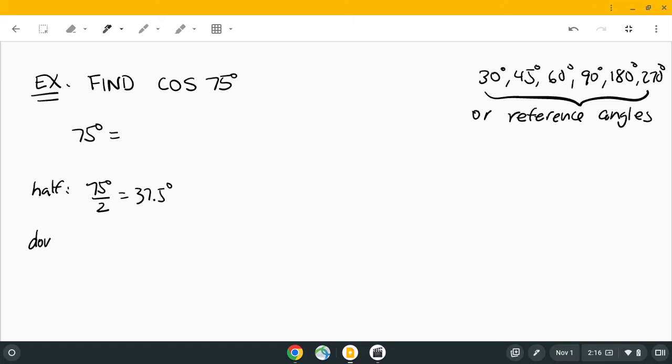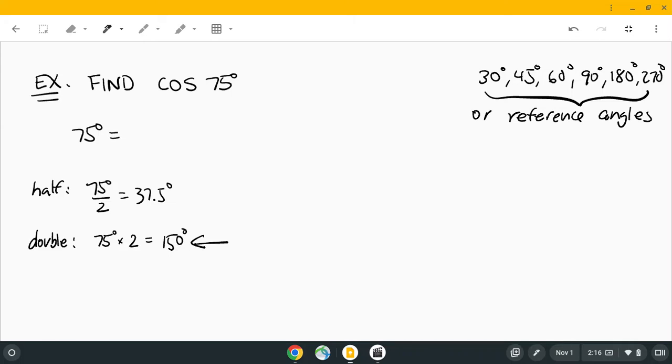If we do double, 75 degrees times 2, then we get 150 degrees. So this is the one we do know, because that one has reference angle 30. So you can try doing halves and doubles and see if you get something that you have memorized or something that has a reference angle of something you memorized. This one does. So I'm going to go with that.